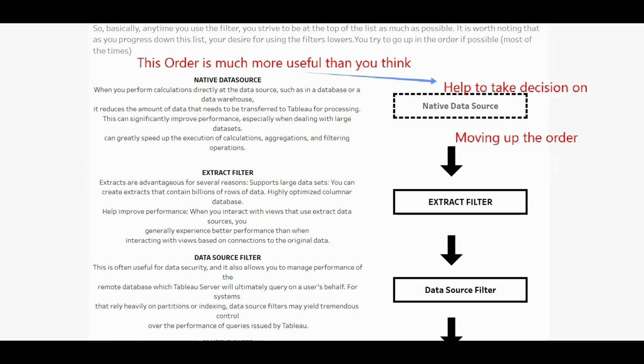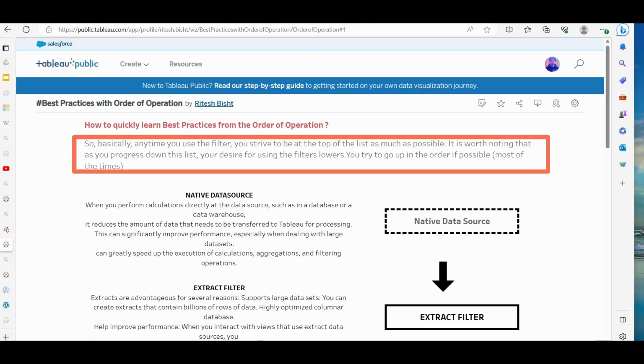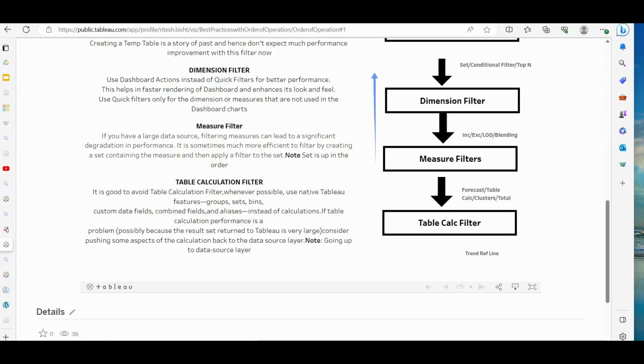And what are the advantages in moving up the order? See the definition that I put over there. Basically, anytime you use a filter, you strive to be at the top of the list as much as possible, and as you progress down this list, your desire for using the filter lowers. In simple words, if you have a measure filter and you are having performance issues, you would try to move this filter up the order or maybe change it to a set filter so that you can improve the performance.